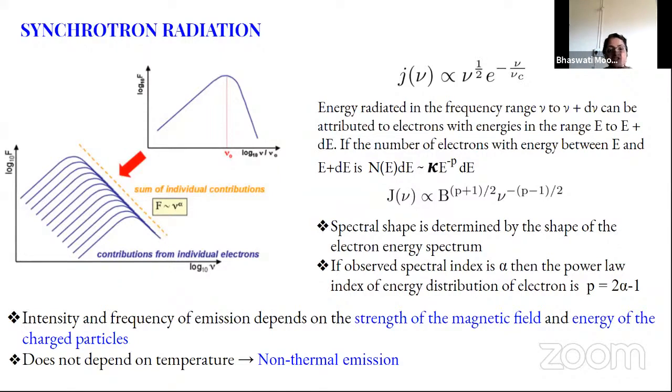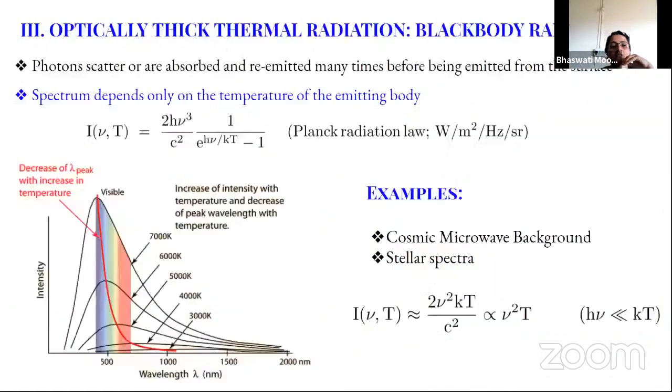It depends on the energy of the electrons. And so the last mechanism, for which I will just show this diagram because you all are familiar with it, is an optically thick mechanism of radiation. What does that mean? Optical thickness arises due to the radiation being multiply absorbed and re-emitted.